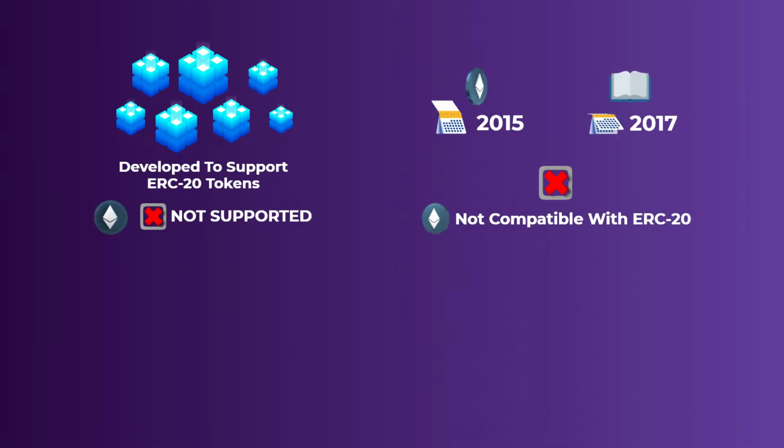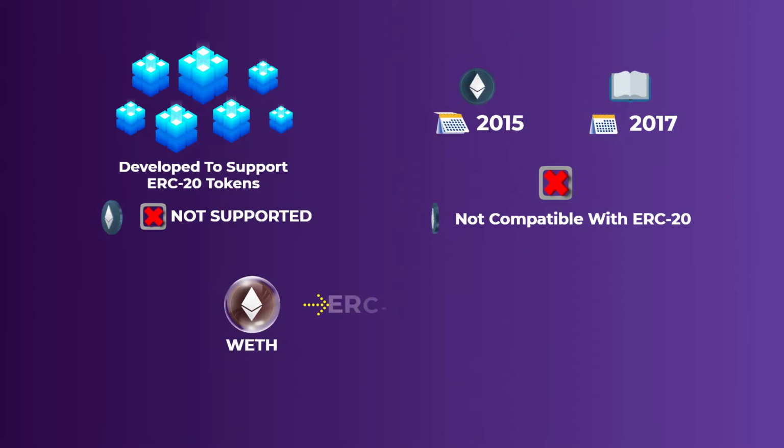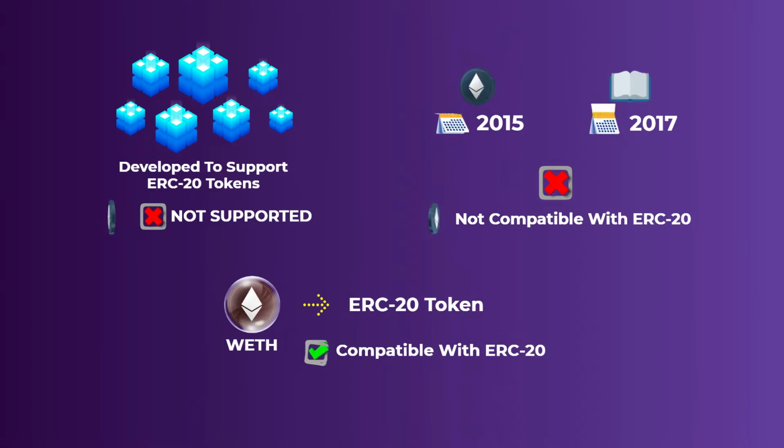But the point here is that a lot of apps on the Ethereum blockchain were developed to support these ERC20 tokens only. And the Ethereum coin was actually developed before this standard was even created, so it is not compatible with the ERC20 standard, which means that the Ethereum coin is not supported on these applications. So to solve this problem, the wrapped Ethereum token was created as an ERC20 token that fully complies with the ERC20 standard and can be used on these applications.